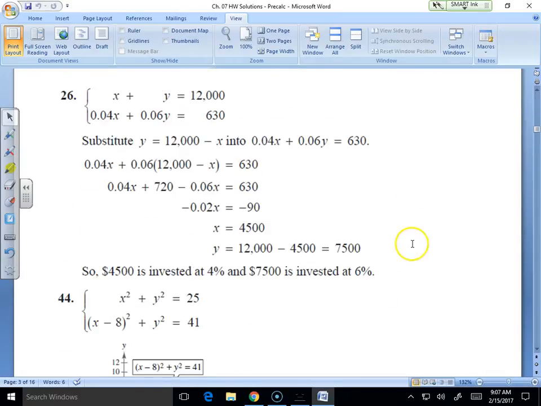Number 26. Did anybody amazing decide to multiply the bottom equation by 100 to get rid of the yucky decimals? If you don't like decimals, you could have just bumped it up, bumped it up, bumped it up, and you would have had 4x plus 6y is 63,000. That might have been easier to do elimination, but otherwise, probably no one used elimination. You probably used substitution, which is okay. The mental math would probably have been easier the other way.